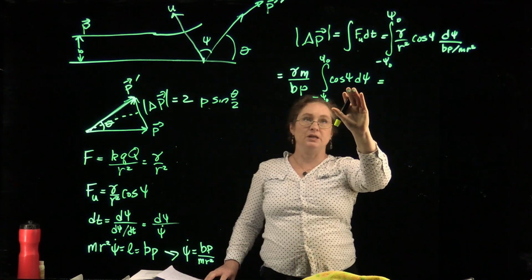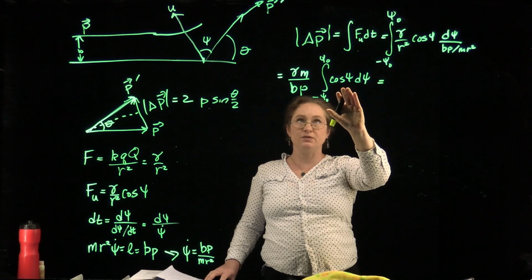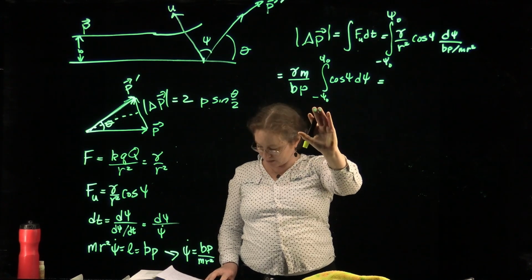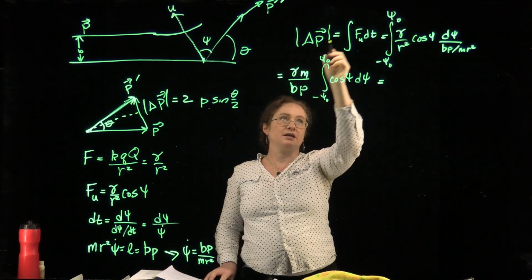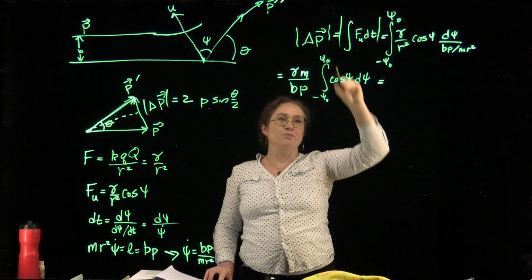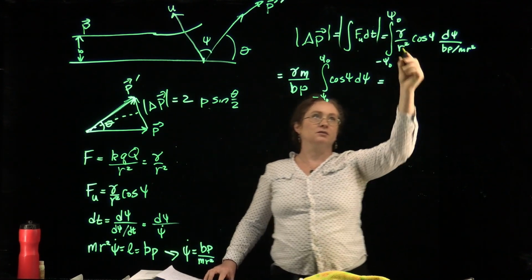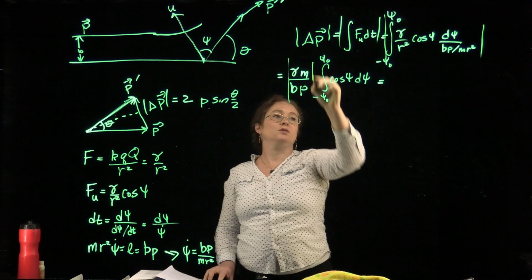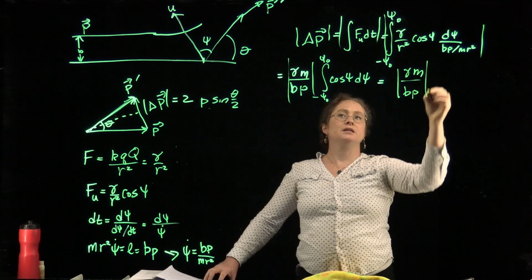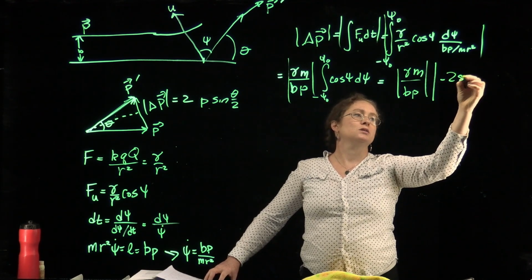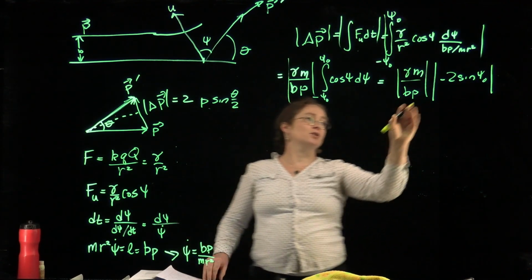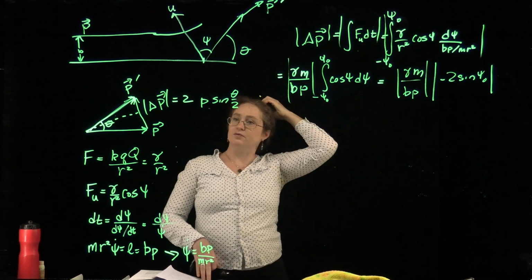This gives me a negative sine of psi naught minus, and here I had to actually take the absolute value, negative sine of psi naught minus sine of minus psi naught. So inside, let me just keep my absolute values everywhere, make it nice and neat. This is a negative 2 sine psi naught.